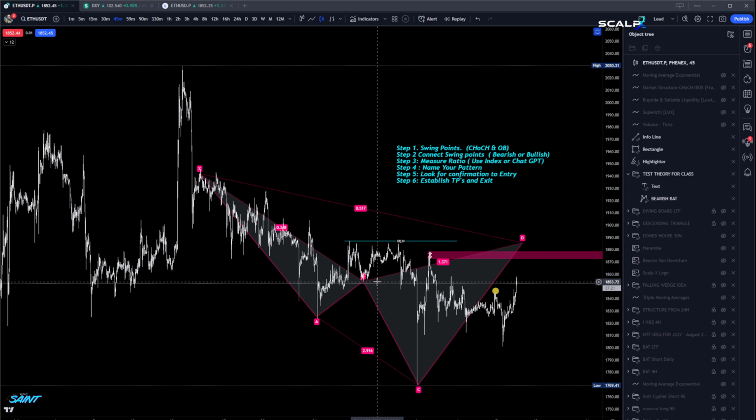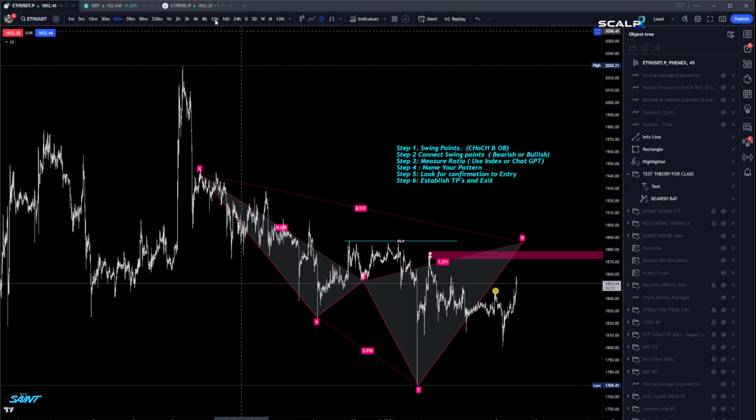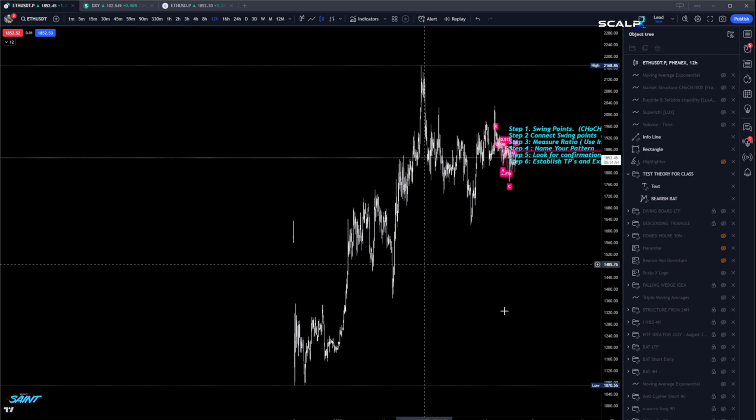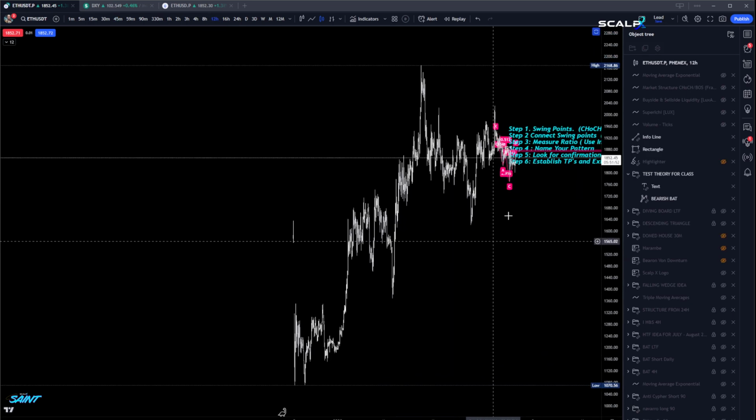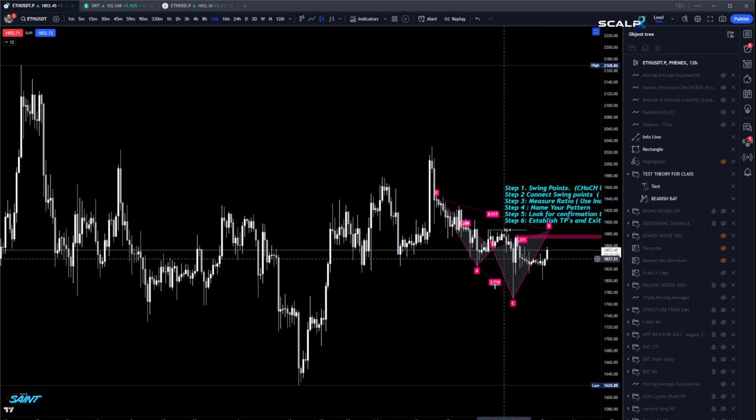Now, we talked about naming patterns, measuring ratios. You can eyeball it, use ChatGPT. Identifying if you're going bullish or bearish. Remember, if your D's at the top, you're bearish. If your D's at the bottom, you're bullish. That's the easiest way to do it. And you're identifying if you're looking at your top trend, your higher time frames, and using your structure, using your knowledge on structure, and maintaining your bias for the way that it's going.